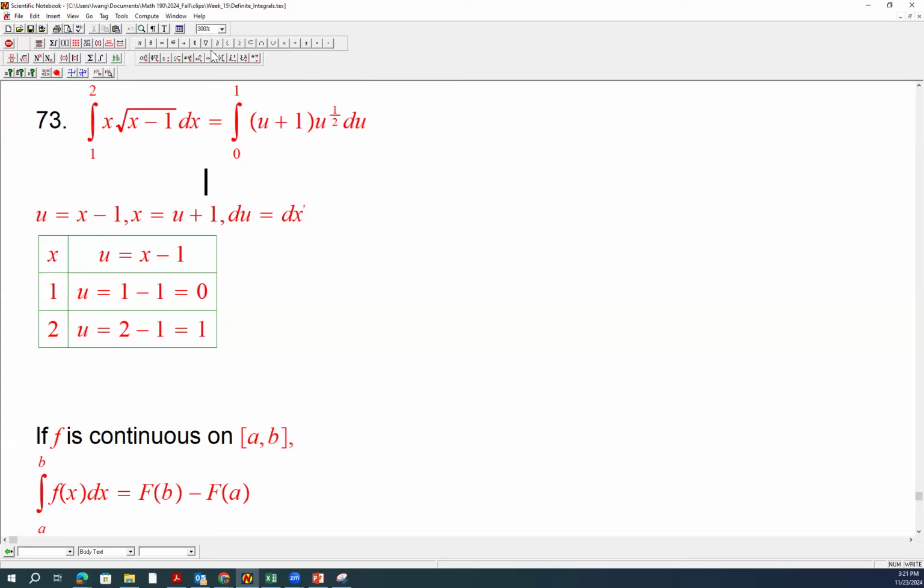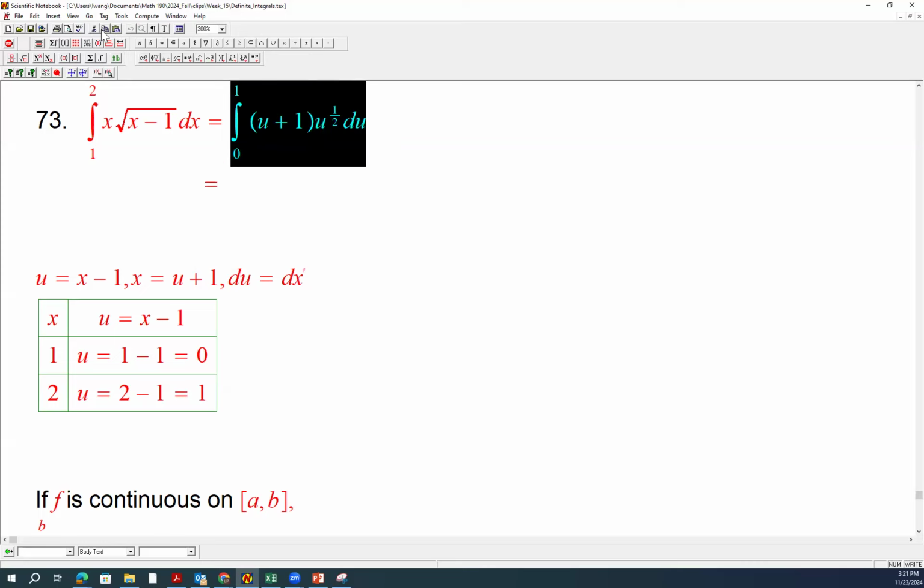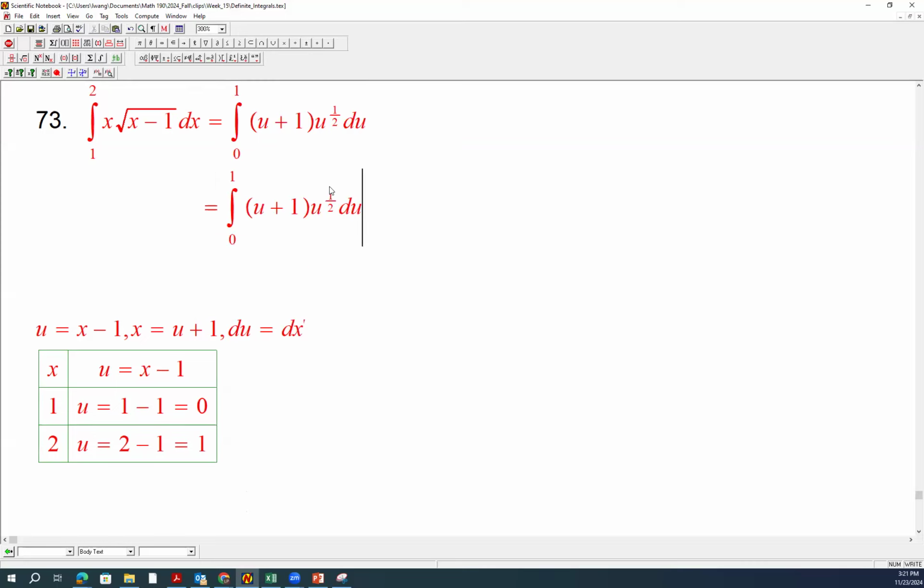Antiderivative. So u to the power of half multiplied by u gives u raised to the power of 3/2, adding u to the power of half.